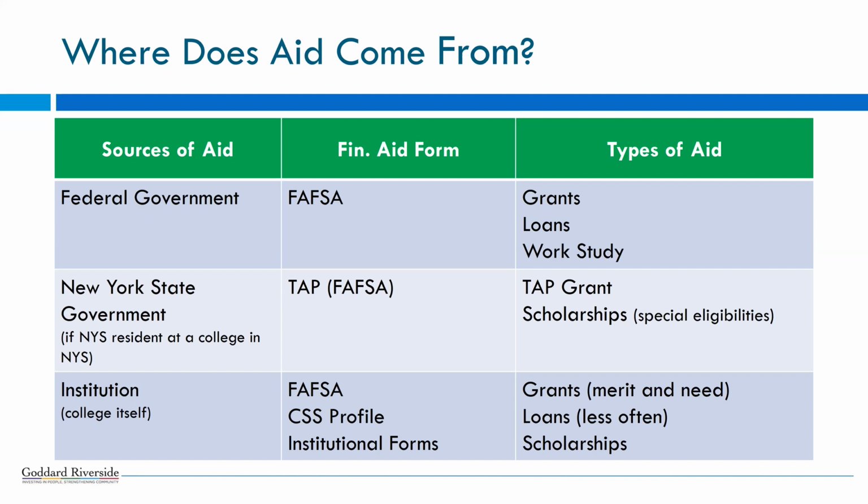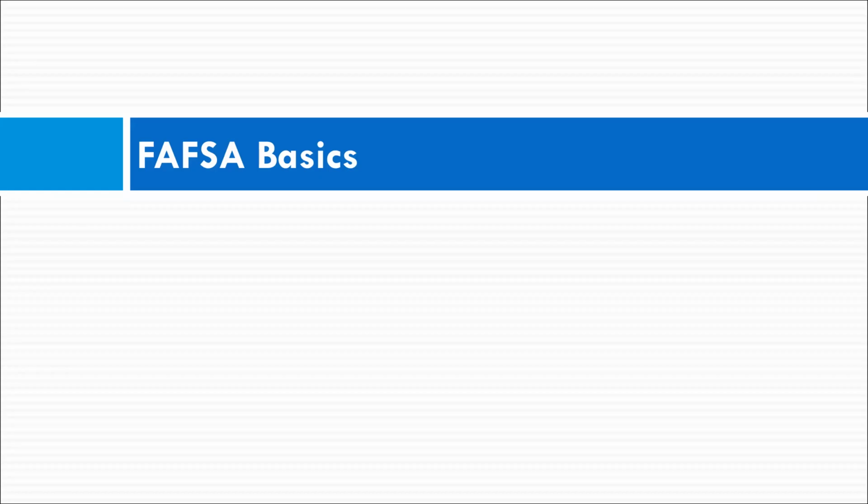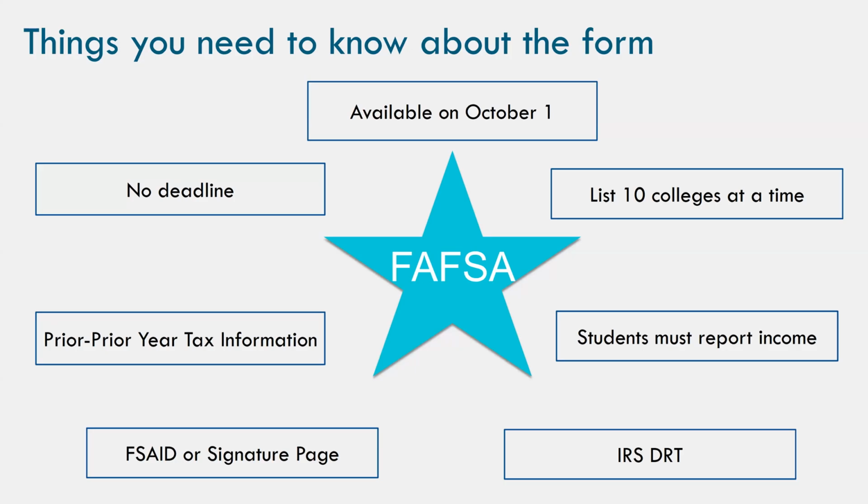All right. So now we're going to take a look at the basics of FAFSA. So FAFSA basics, things that you must know about FAFSA are that it is available on October 1st. FAFSA is a first come, first serve type of situation. They recommend that you do it as early as possible. There is technically no deadline. There is, however, deadlines at the schools. So while FAFSA itself can be completed anytime throughout the year, a school may have a deadline for it. So knowing those deadlines is important.